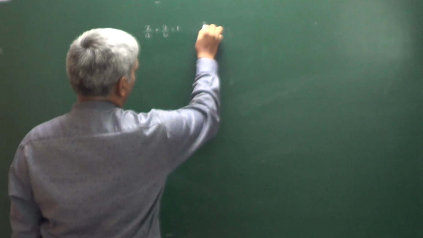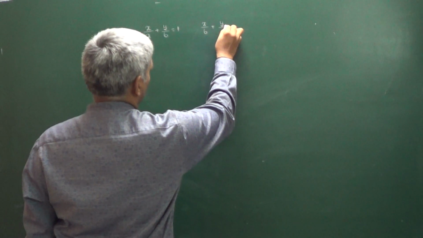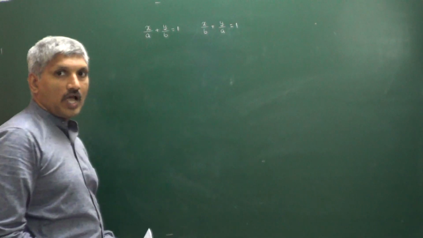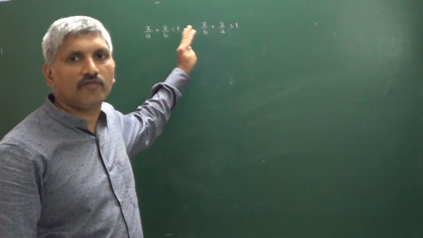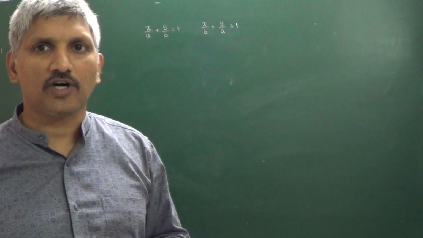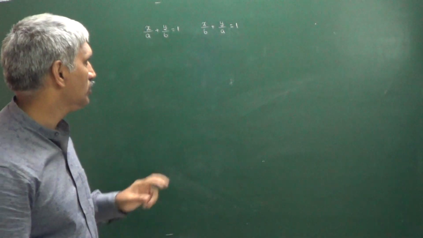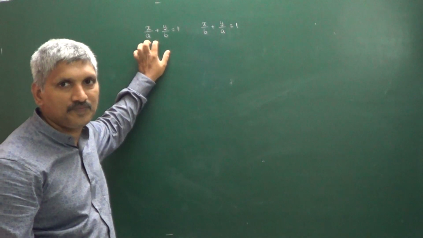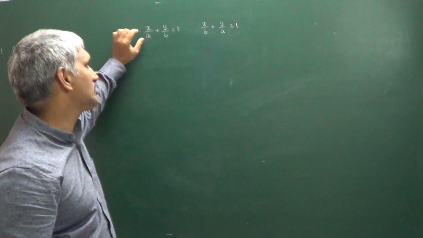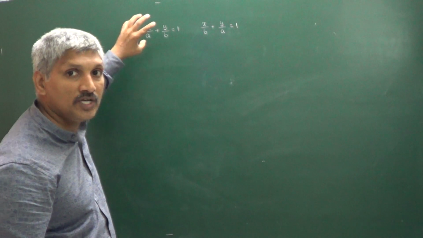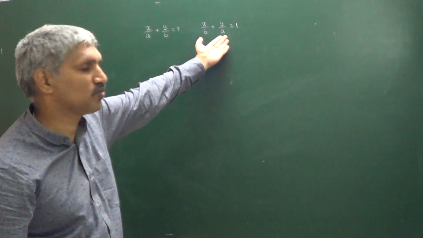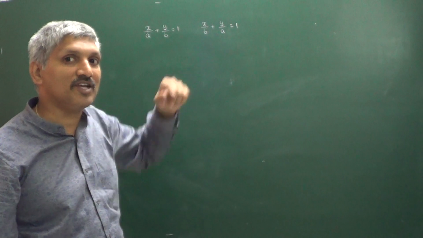Now I want to find out the point of intersection of the lines x by a plus y by b is equal to 1, and the next one is x by b plus y by a is equal to 1. Yes, you can find the point of intersection by the normal method, but this particular question I can do easily also. If x is replaced by y, you will get this one or not? In place of x I am writing y, that means x and y are interchanged, you will get this one, right?